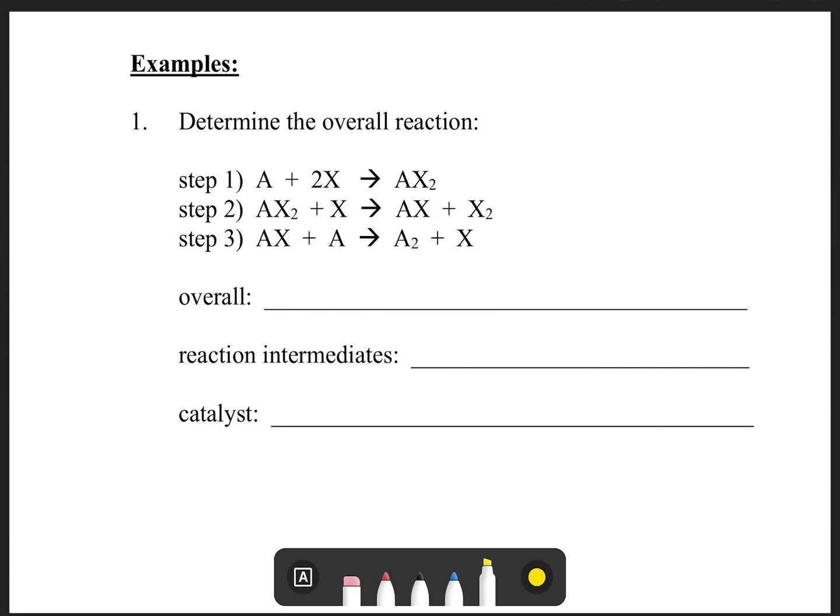Let's look at the following reaction mechanism comprised of 3 elementary processes, and we're asked to determine the overall reaction. The first thing that I'm going to do is look for reaction intermediates. Reaction intermediates, remember, always go from right to left. So one reaction intermediate here is AX2, and I'm going to write it in as we go. I have another intermediate here of AX.